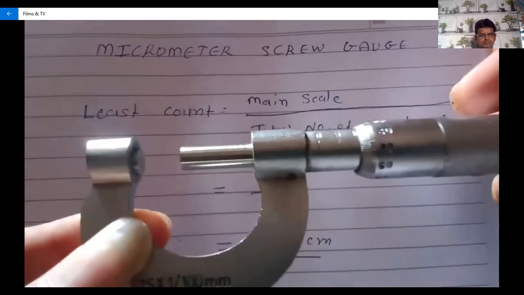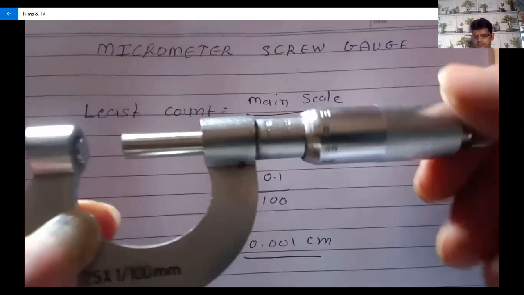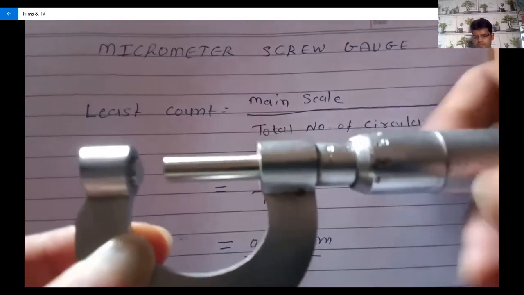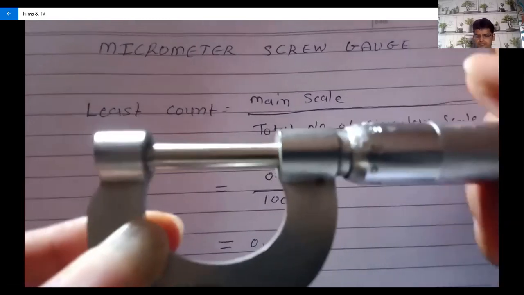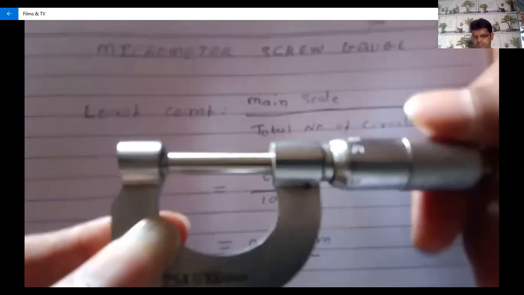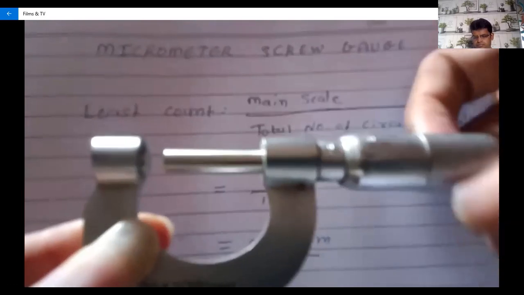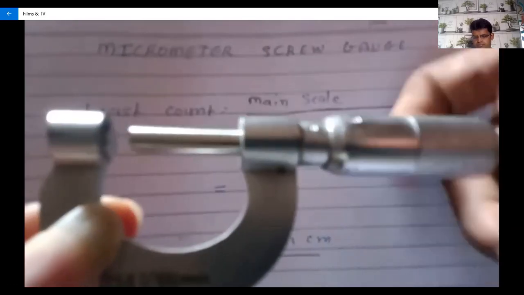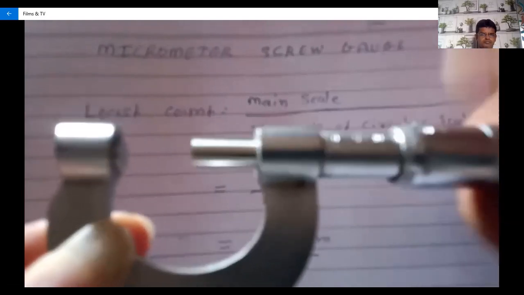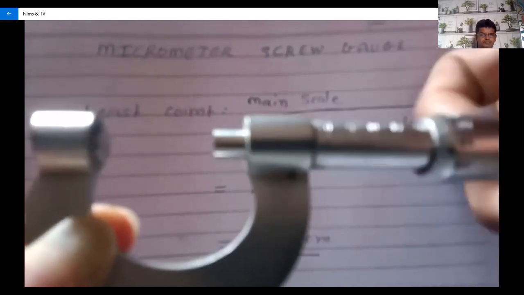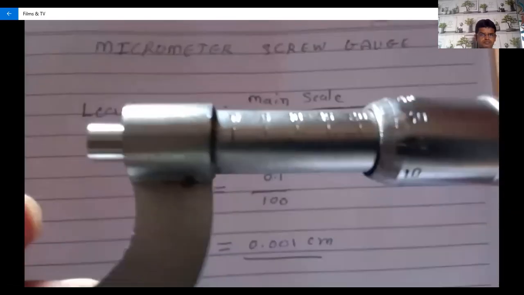So first, an introduction about this setup, how it works and how you can find the divisions like a main scale and the vernier scale. So very easy. Now you use this screw to open or close it. This setup has a main scale. So first we show the main scale on this surface, and each and every division is shown here.